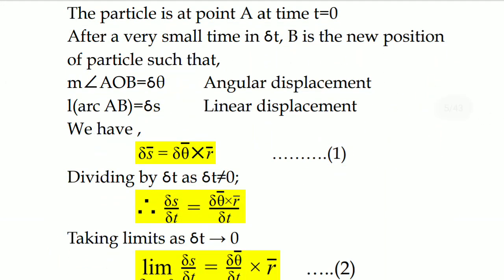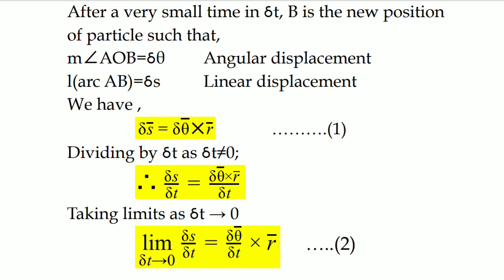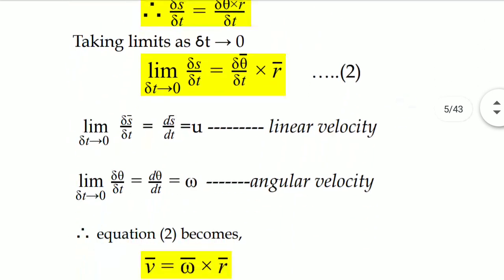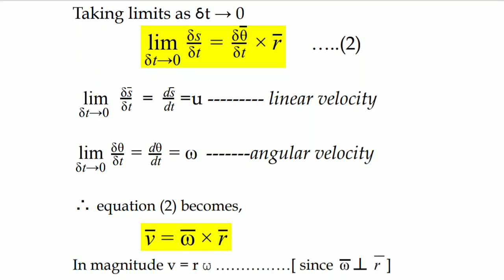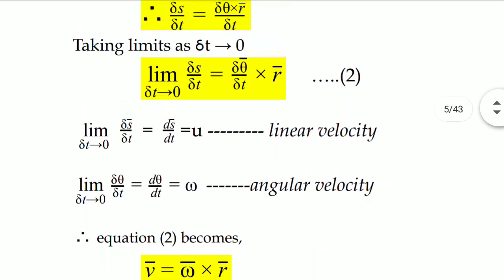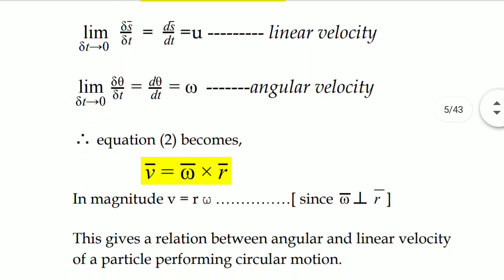Now, by mathematics, we know that delta s is equal to delta theta cross delta r. Then if I divide both sides by delta t, because delta t is very small but not equal to 0, we can divide and then take the limit as delta t tends to 0. I then understand that ds by dt is actually equal to v. It is written by mistake as u, it has to be v, called linear velocity. Delta theta by delta t is equal to d theta by dt, which is equal to angular velocity omega, and then your equation 2 is going to become vector v is equal to omega cross r.